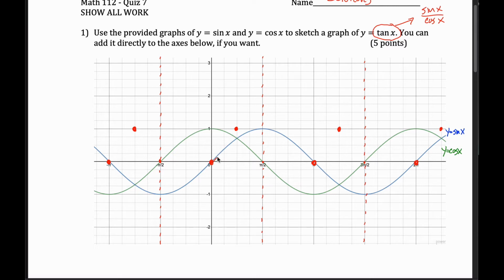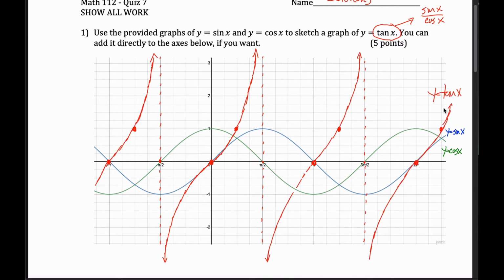I can kind of connect these two dots here and make sure that as it approaches this asymptote, it sort of goes up infinitely far. And then on the other side here, it's going to go down infinitely far. And then just copy this basic shape in between all of the other sets of asymptotes. That gives me my graph of y equals tangent of x, which is enough to finish up this problem.